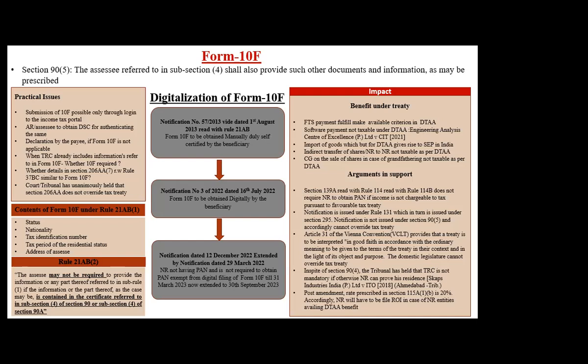Then you have another notification. This notification was issued under rule 131 read with section 295. So this notification was not issued under section 90, subsection 5. So can we take the plea that this notification does not fall under section 90(5) only? That is another argument which we can take, not to issue 10F.